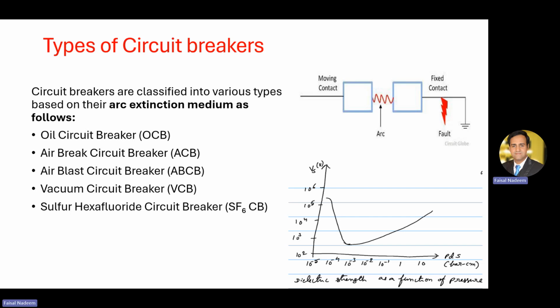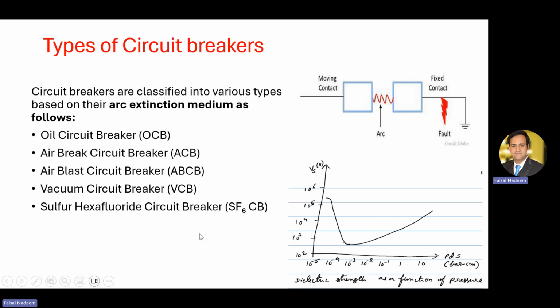Then we have vacuum circuit breaker. The vacuum is created inside the interrupter or the breaker, and the vacuum doesn't allow the formation of any arc or the flow of any electrons because there is no oxygen in the vacuum. So therefore, the vacuum circuit breakers are also an important type of circuit breaker that can be used in the power system. However, they are not used for high voltage levels. The vacuum circuit breakers are usually used up to 33 kV voltage levels.